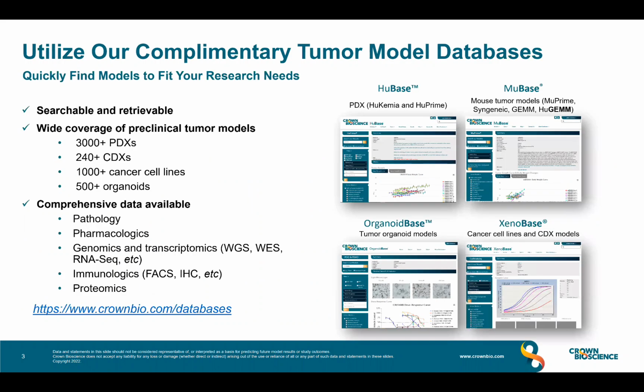To better select models for specific preclinical usage, we have a series of tumor model databases available, covering over 3,000 PDX models, 240 CDX models, over 1,000 cancer cell lines, and 500 organoid models, etc. Comprehensive data characterizing these preclinical models include pathology, pharmacological data, genomic and transcriptomic data, immunoprofiling, and proteomics data.